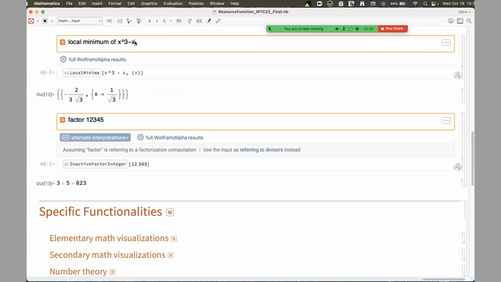These are obviously things that you can do in the Wolfram Language, but we have a particular form that we want to be using. For example, here we want to have the inactive factored integer as opposed to the slightly more involved result that you get from the Wolfram Language Factor function.